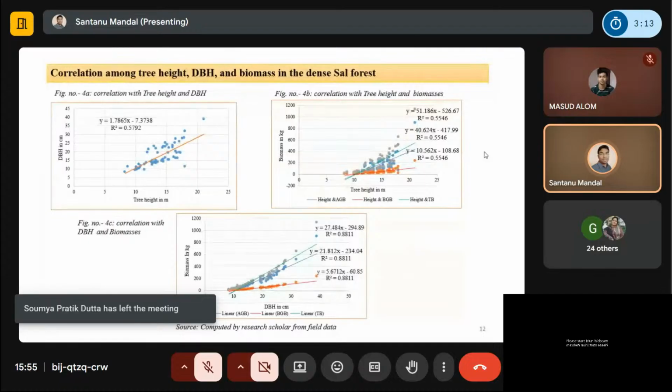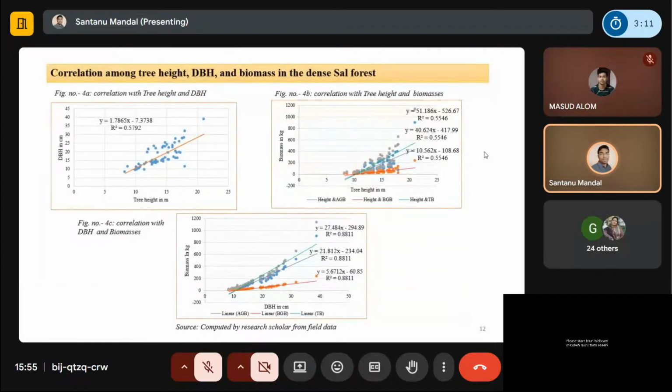This diagram shows the relationship between different parameters of allometric models, like tree height and DBH, tree height with biomass, and DBH with biomass, and all were found to have a positive correlation. Their relation is very strong in DBH and biomass. DBH is the more practical and reliable parameter for biomass estimation in dense sal forest condition.